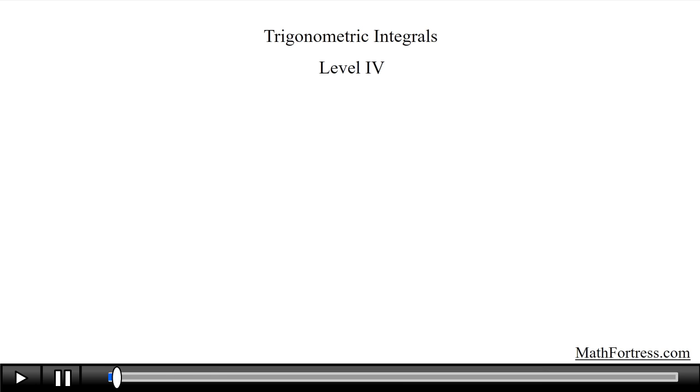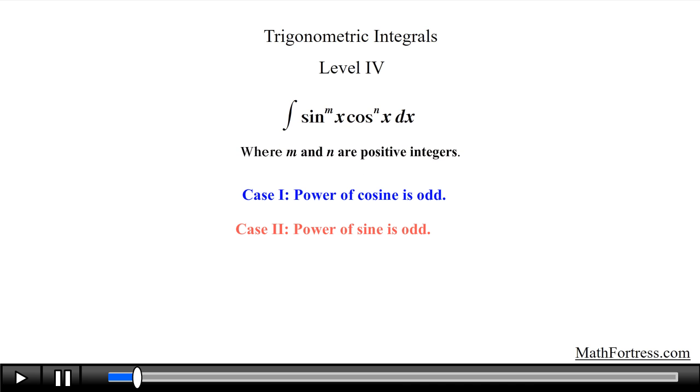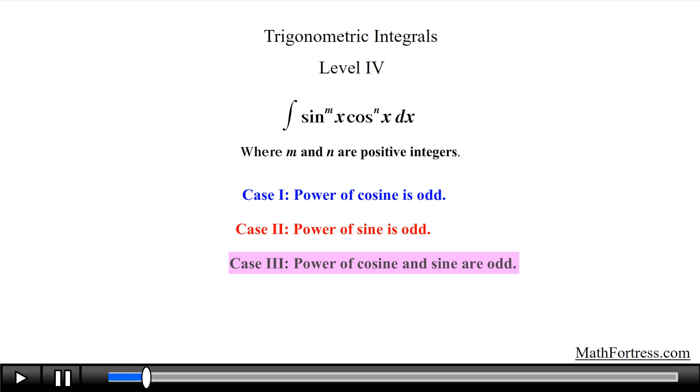Trigonometric integrals, level 4. In the previous video, we continued solving trigonometric integrals of the form sine of x raised to the power of m times cosine of x raised to the power of n, where both m and n are positive integers. Up to this point, we essentially covered 3 distinct cases. All of them required that at least one of the trigonometric functions contained an odd exponent. In the preceding video, we covered the third case, where both the powers on sine and cosine were odd.